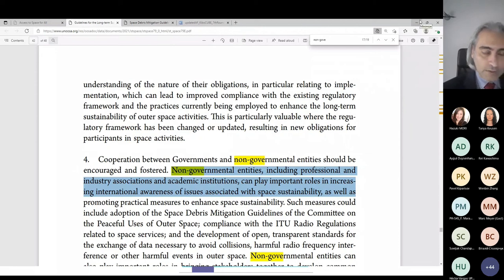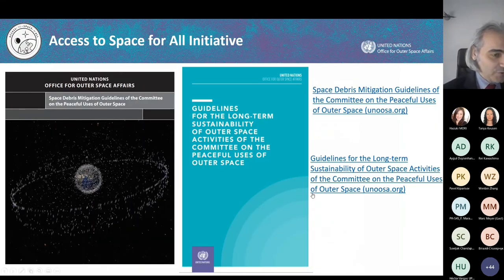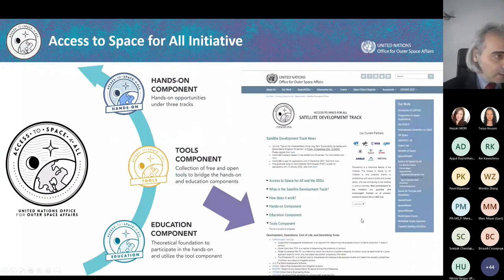So the key message, I would say, is please read the documents. That's very important, these two documents. We are trying to simplify your work as much as possible. And as I mentioned before, Access to Space for All has 3 tracks that are aimed at developing a particular capability. But inside the tracks, there are different components.